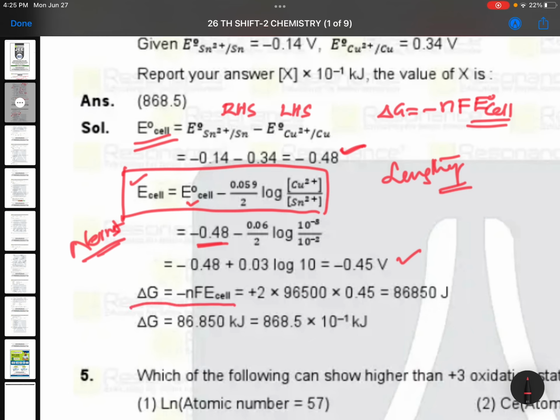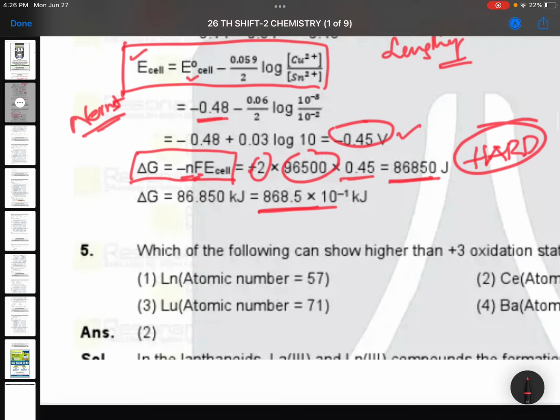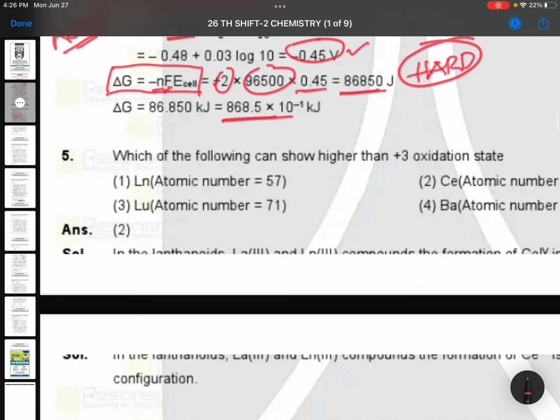Then go for this formula, delta G is equal to minus NF E cell. N value you need to check again. There are 2 electrons, so that is 2 here. 96,500 is for F, and the E cell you have calculated, you need to give here with the minus kept here. So 86850 you are getting. Lengthy, because 3 steps are there. First of all, E naught is equal to RHS minus LHS. I consider this for students as a hard question. Not very tough, but hard, because it takes time.